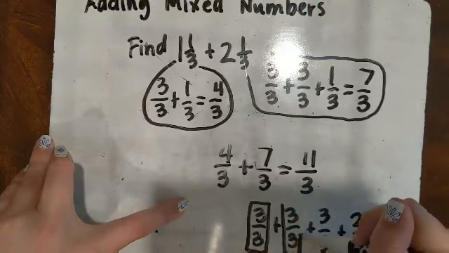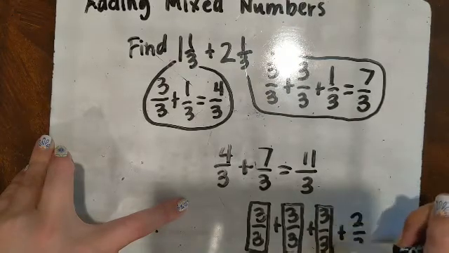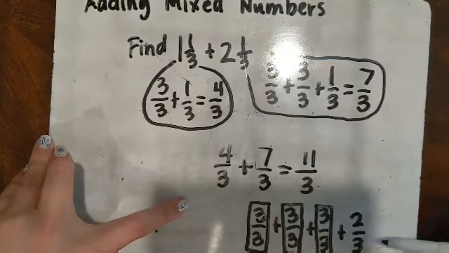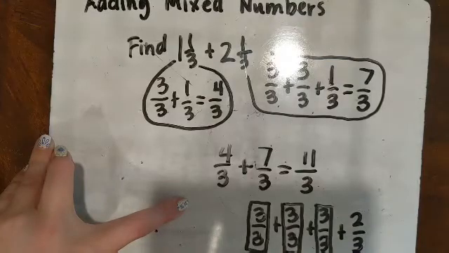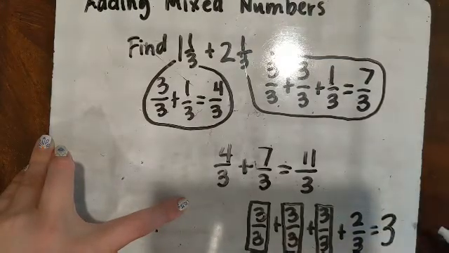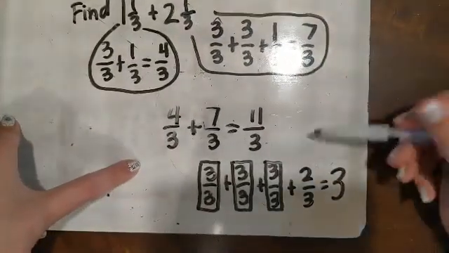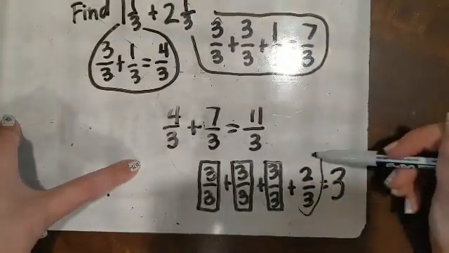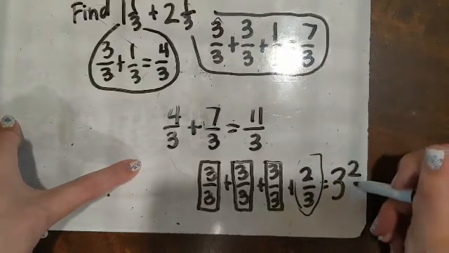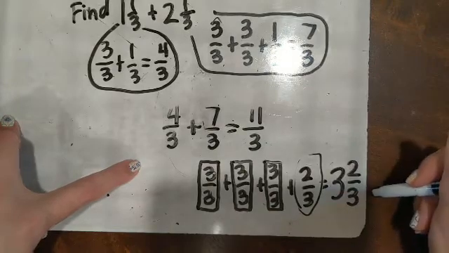Equal to 1, equal to 1, because the same number in the numerator and denominator, and then I've got my 2/3. So I have 1, 2, 3. 3 is my whole number, and then also this guy, 2/3. 3 and 2/3 is what we're looking for there.